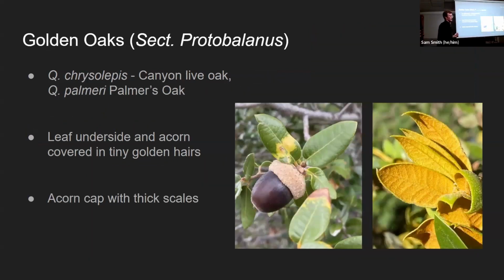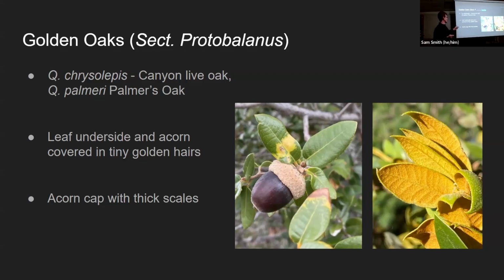And then the last group of oaks, which is a little more special to California and the North American Southwest in general, is the golden oaks. That's section Protobalanus. And that's Quercus chrysolepis, that's the main one, canyon live oak. And there's also Quercus palmeri, which doesn't really occur in our area. The closest populations are, there's like a few outlier populations in the East Bay, and that's a very shrubby oak. And what's distinctive with these is that the leaf underside is covered in these tiny golden hairs when the leaves are young. I will say that like in the fall, a lot of times you'll find leaves that look the same color on both sides. So that's not always a guarantee identifier.